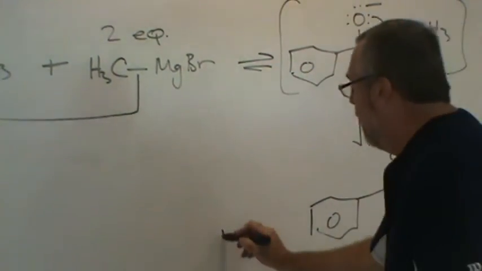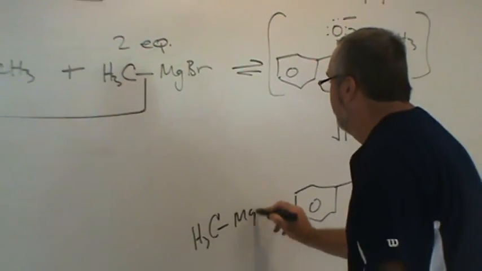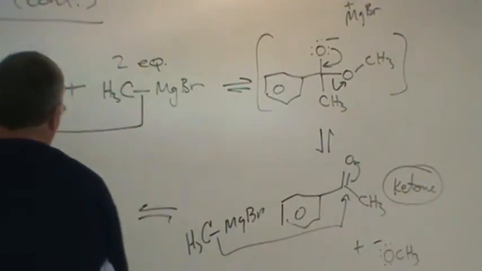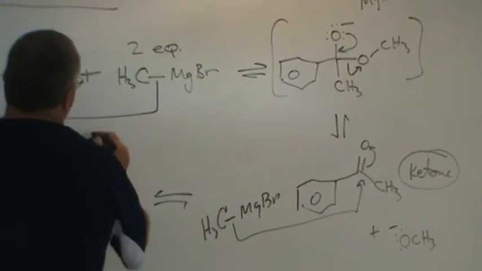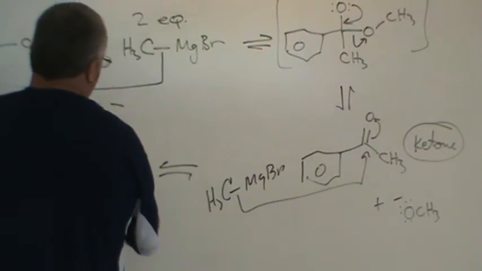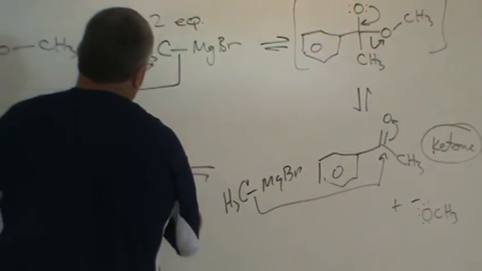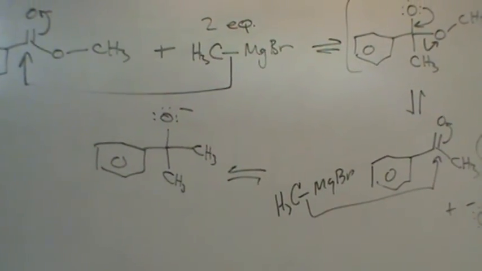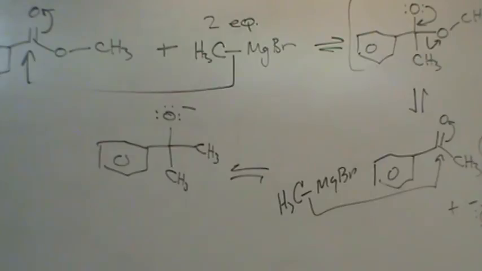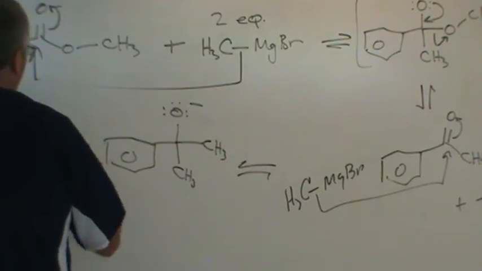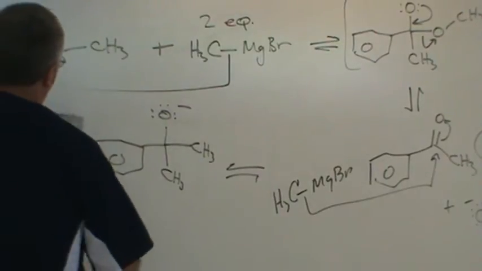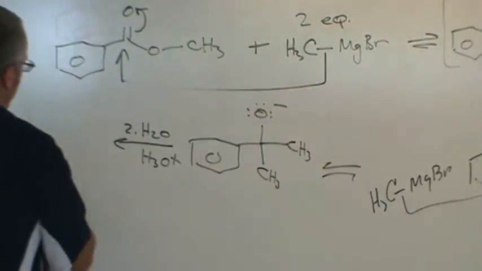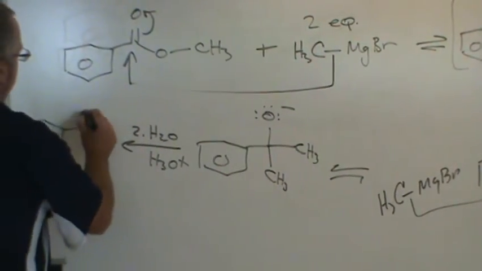The second equivalent now is going to come in to form a new tetrahedral intermediate. You've now successfully added two methyl groups to that ester carbonyl. The second tetrahedral intermediate is different than the first because there's absolutely no leaving group on board here, and so it has to hang out and wait until you provide for a separate second step, namely a water H3O+ quench, in order to give the final product.